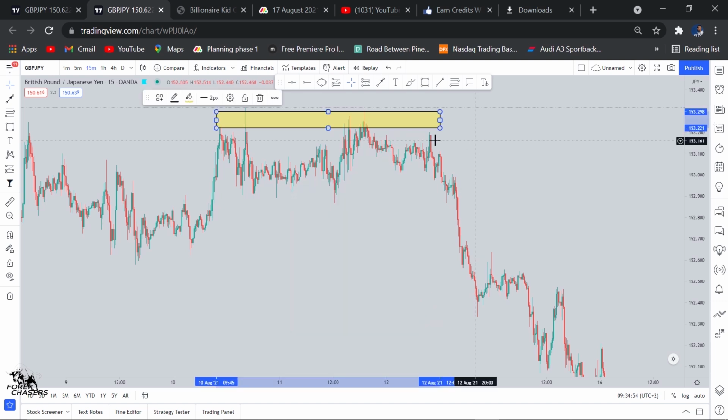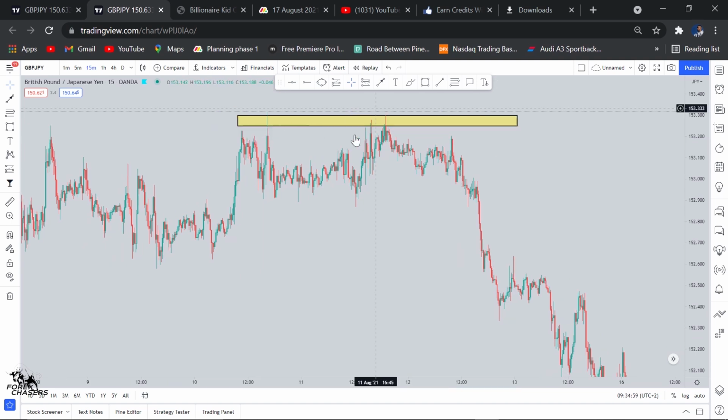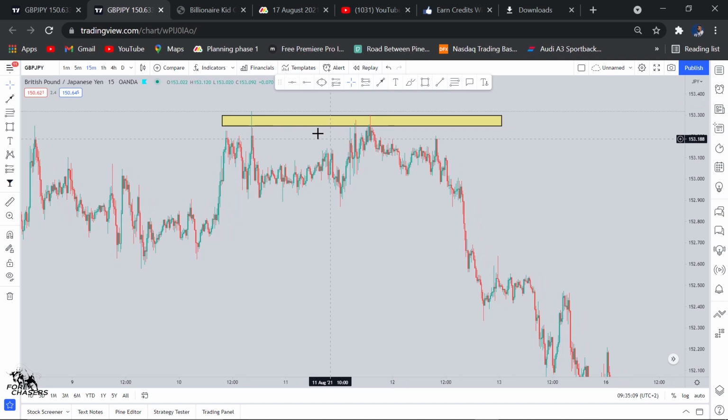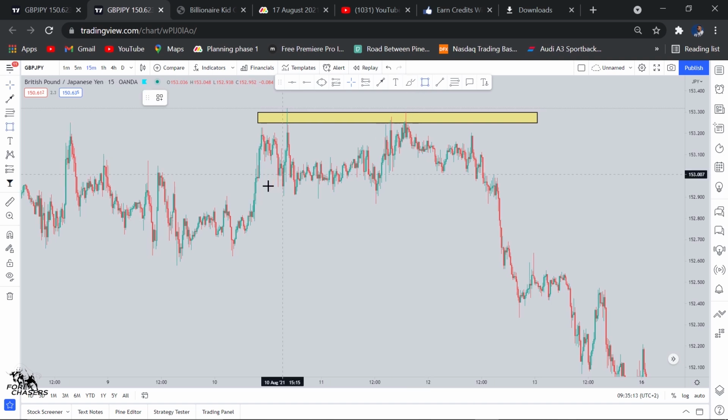So guys, you can see that at this point in time, we have this resistance that has been respected by price. This strategy also works with how you draw your support and resistance. If you don't know how to draw your support and resistance, there is a video that we made about that, so make sure that you watch that video as well.